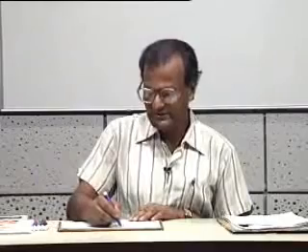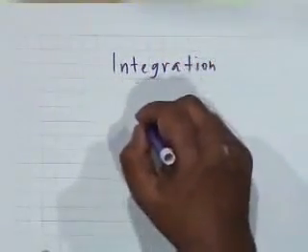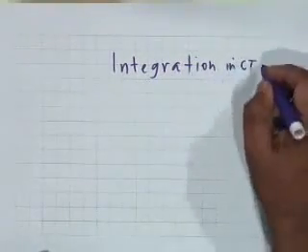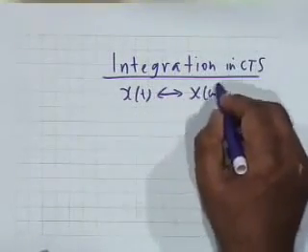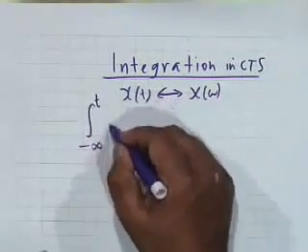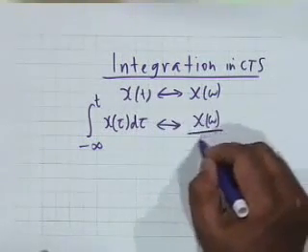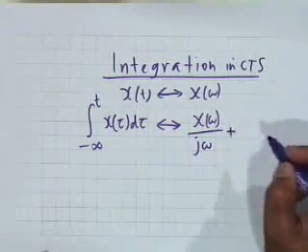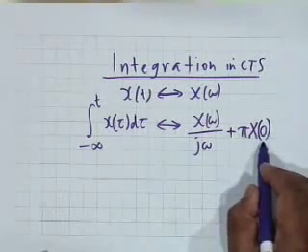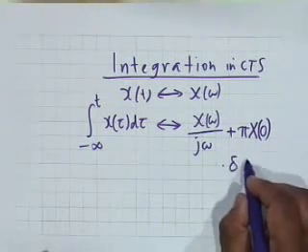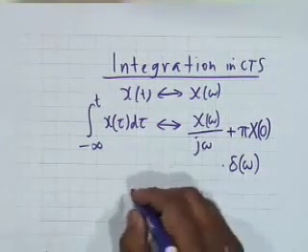When you go to the case of integration in the continuous time domain, in CT signals, you recall that if x of t has the transform capital X of omega, then the integral from minus infinity to t of x of tau d tau is capital X of omega divided by j omega plus pi times capital X of 0, that is the spectrum at DC, multiplied by delta of small omega. Now what is the corresponding relationship?